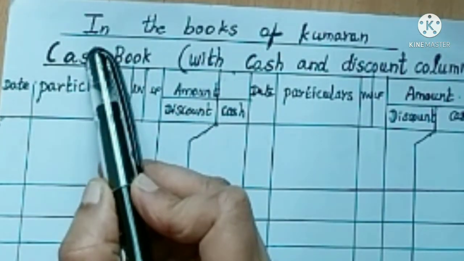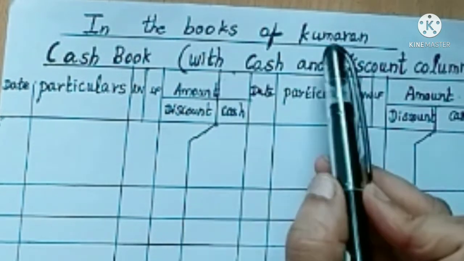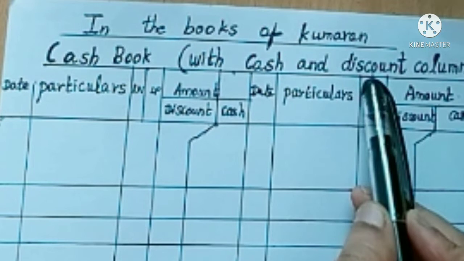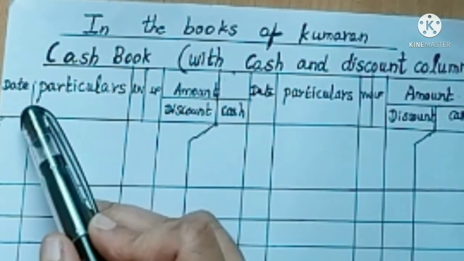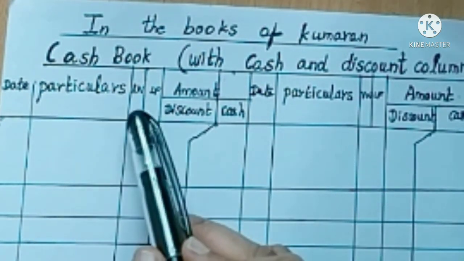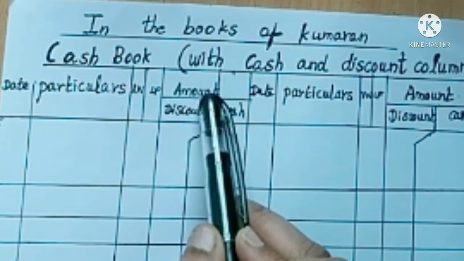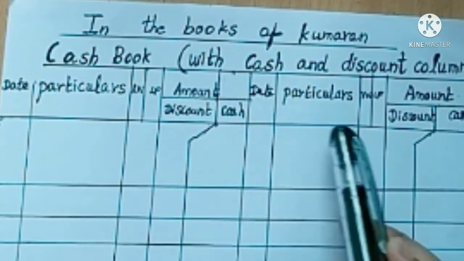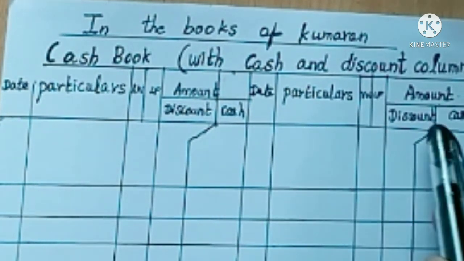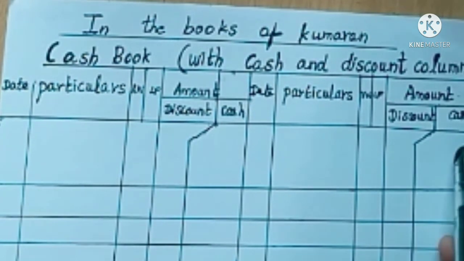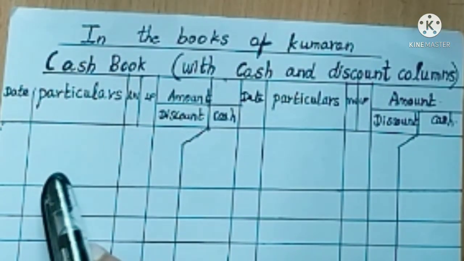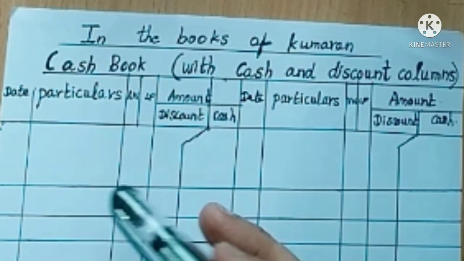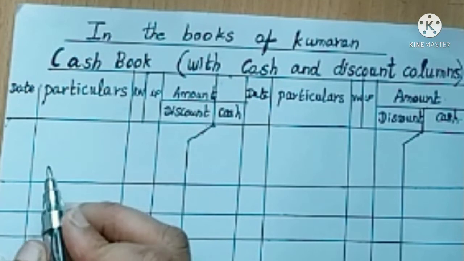This is how we have to write the headings in the books of Kumaran, cash book with cash and discount columns. Date, particulars, VN, LF, amount, discount, cash. We have to write here 'To balance brought down' because it is the opening cash balance. So now I am going to write 'To balance brought down'.